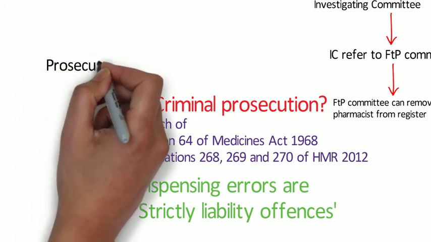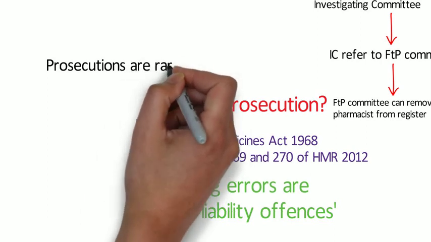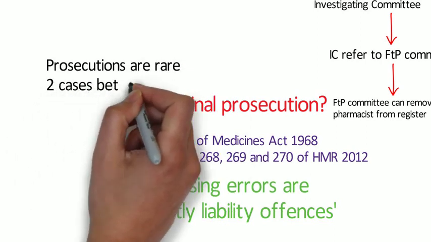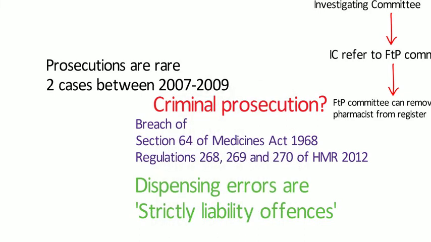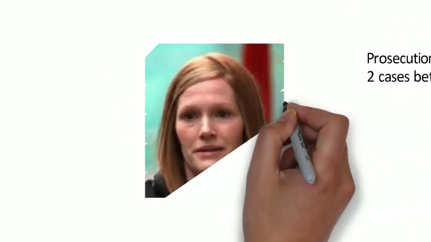Prosecutions are rare. Cases will be referred to the criminal justice system if there has been a death following an error, and gross negligence or manslaughter charges are being considered. There have only been 2 prosecutions that have fit these characteristics between 2007 and 2009. Now, the Crown Prosecution Service has guidelines to determine if a case should be brought to them. So take this one as an example.